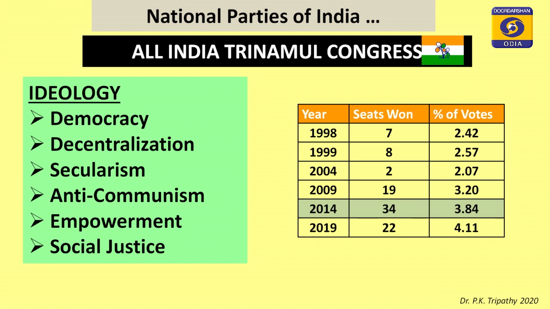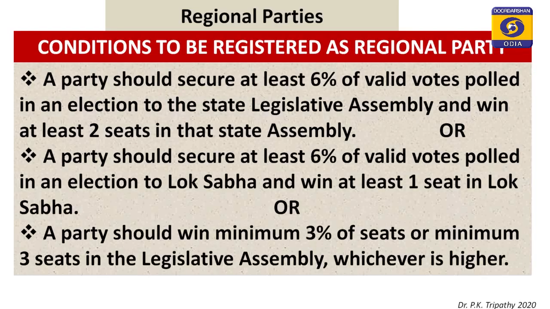West Bengal, it got 34 seats and 3.84% of the vote, and that was the glorious time of Trinamool Congress. Later on, in 2019, its performance declined, and now it stands at only 22 seats. Now, having said that, let us have a bird's eye view regarding the regional parties.